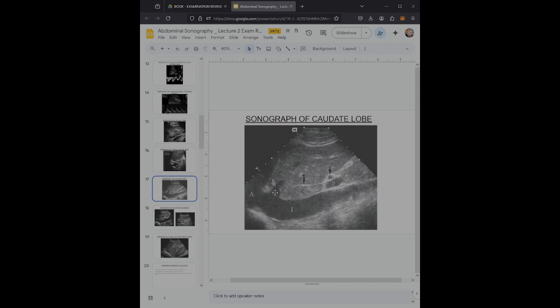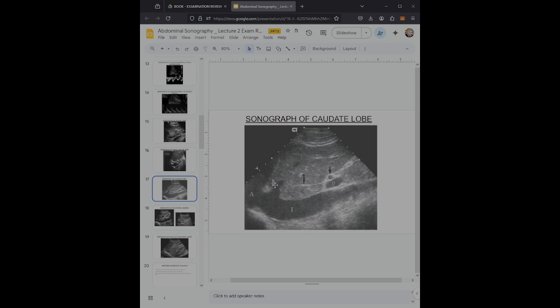So how do we find the caudate lobe? Well, the caudate lobe, here we are, that is it. The caudate lobe is located between the ligamentum venosum and the inferior vena cava. So this is our inferior vena cava, and here's our caudate lobe.